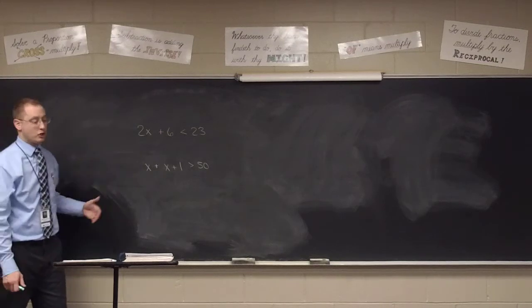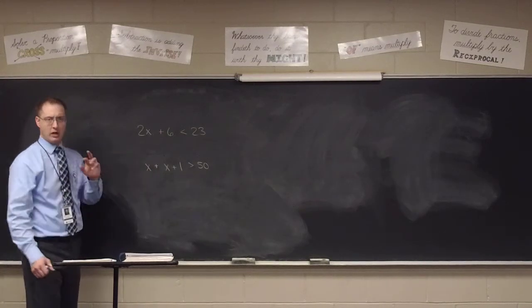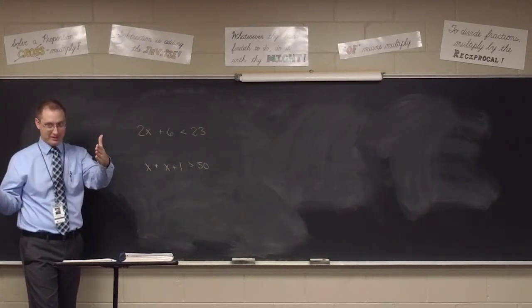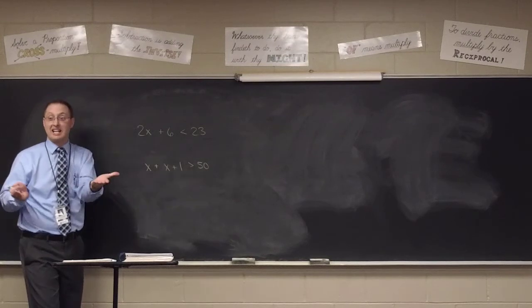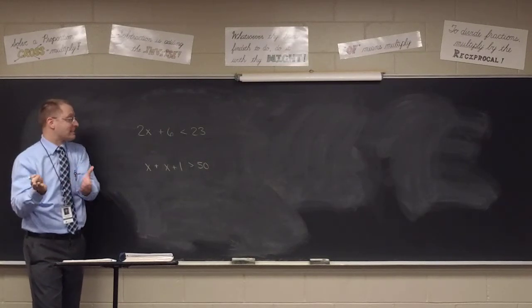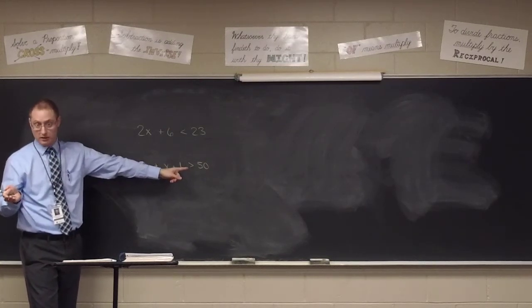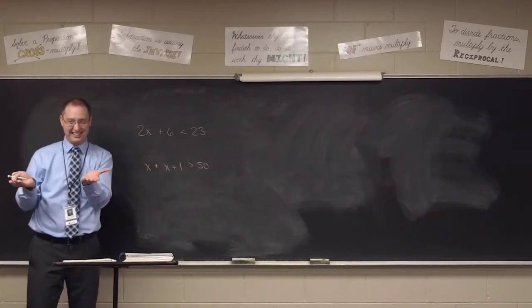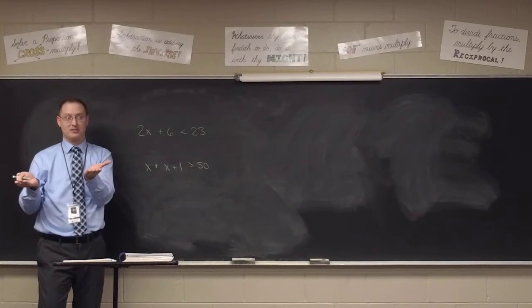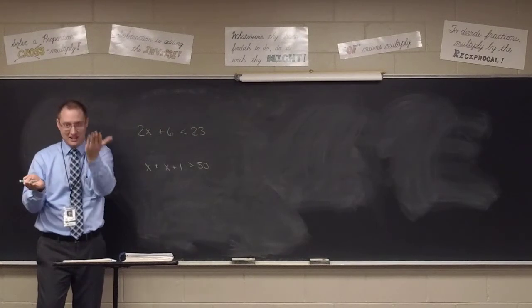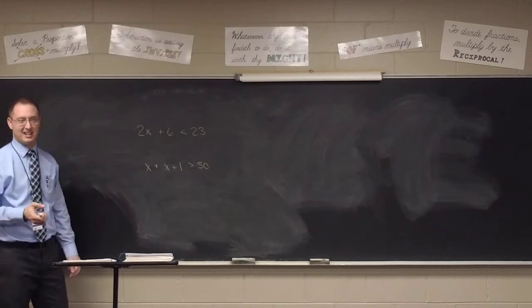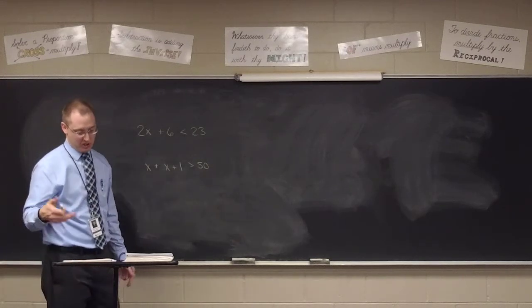All right? And then could 25 be one of the numbers? Well, if it was your second number, what would be your first number? What comes before 25? 24, right? If 25 is the second number, the first number would be 24. Is that sum greater than 50? But what if 25 is the first number? What's the next number? 26. Would that sum be greater than 50? So 25 could be one of the numbers. It would just have to be the first one.